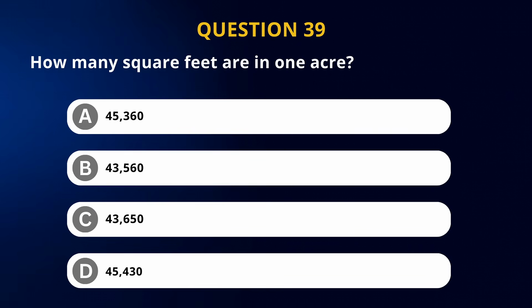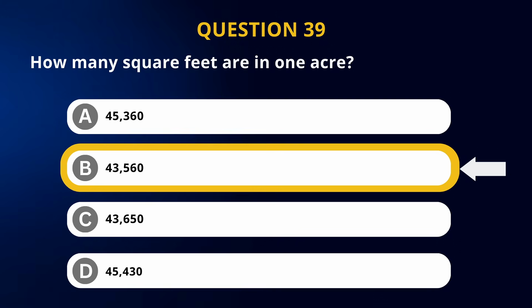Question number 39. How many square feet are in 1 acre? Letter A, 45,360 square feet. Letter B, 43,560 square feet. Letter C, 43,650 square feet. Letter D, 45,430 square feet. And the answer is letter B, 43,560 square feet in 1 acre.